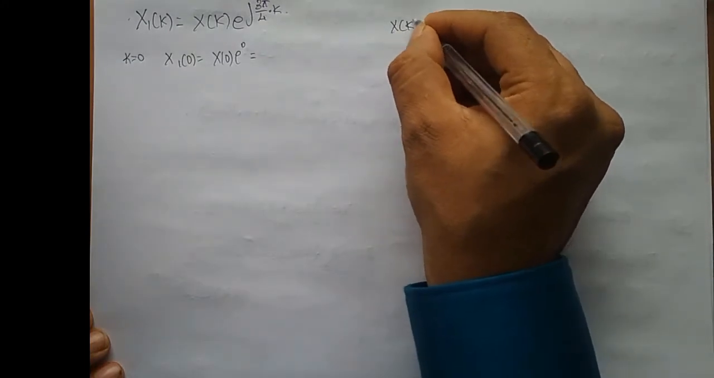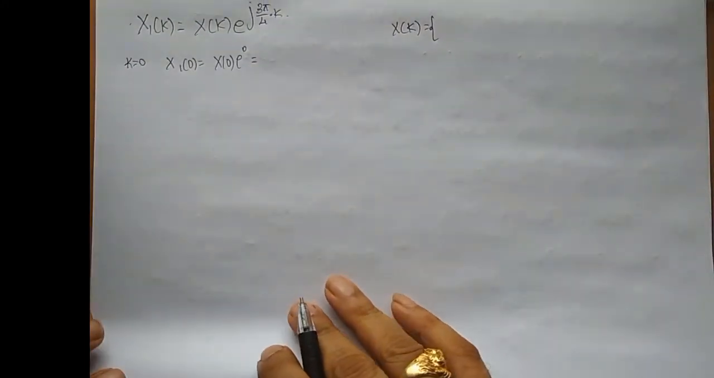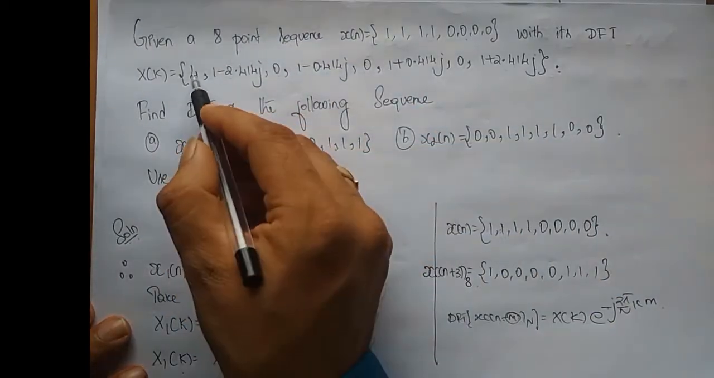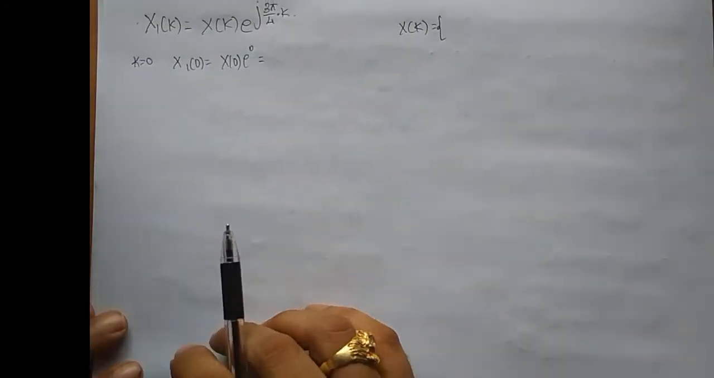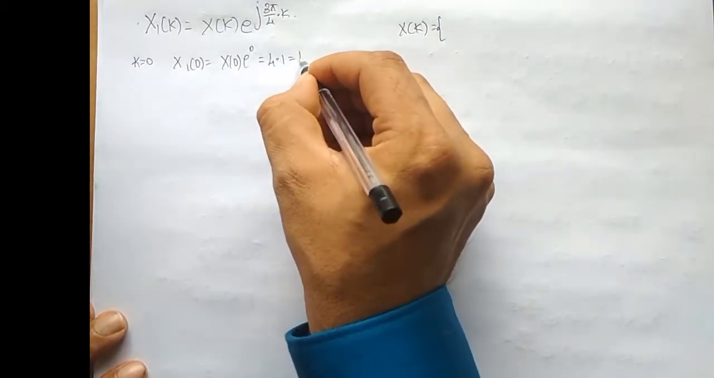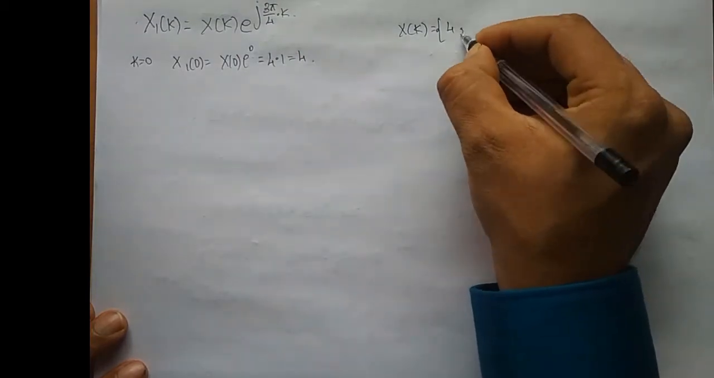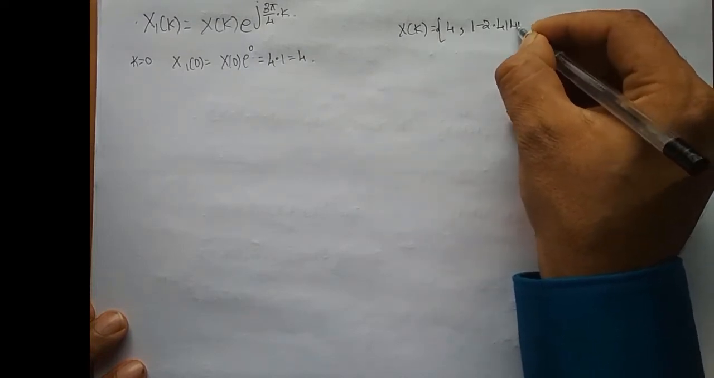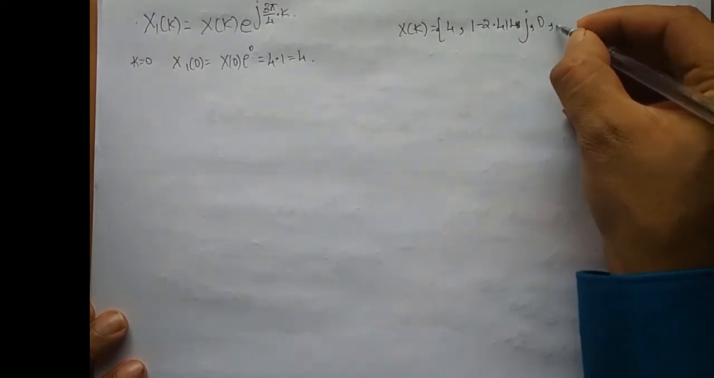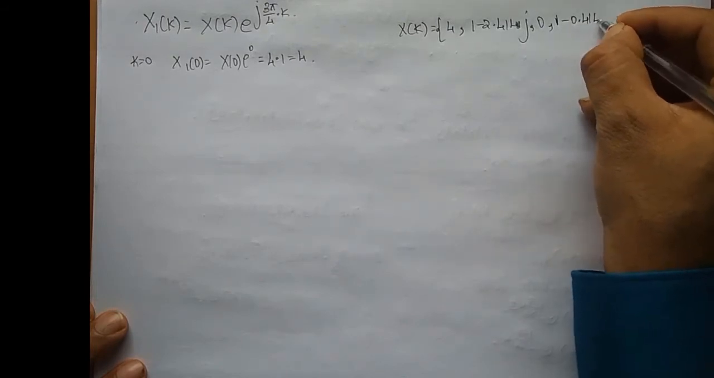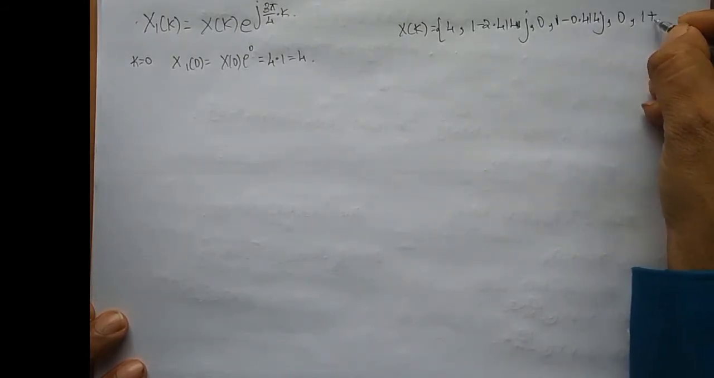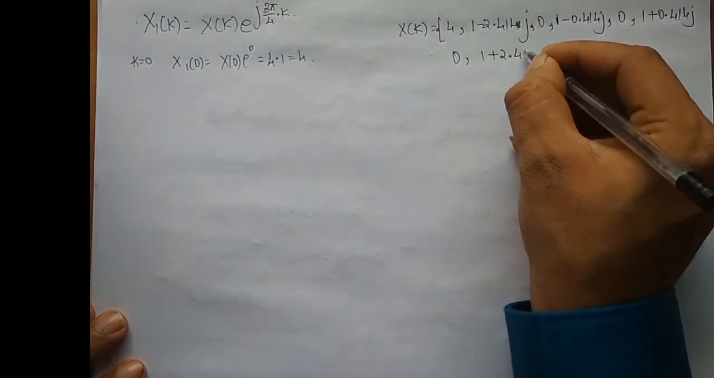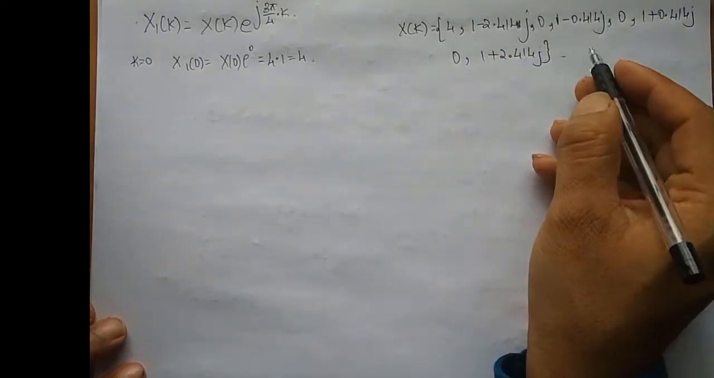which is equal to, before that, what is x of k? We have x of k as this. What is x of 0? X of 0 is 4. So 4 into 1 is equal to 4, right? So let me write that x of k. x of k is 4, 1 minus 2.414j, 0, 1 minus 0.414j, 0, 1 plus 0.414j, 0, 1 plus 2.414j. So this is the x of k we have.